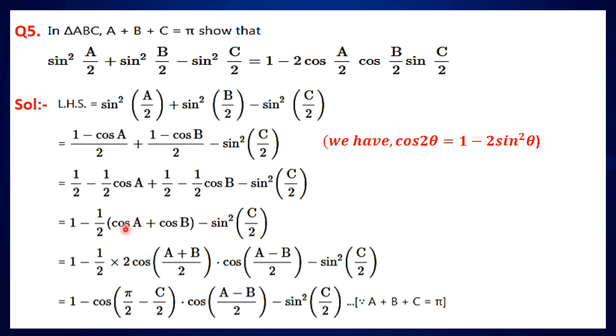Now this is of the form cos C plus cos D. So 1 minus 1 by 2 into 2 cos (C plus D) by 2 into cos (C minus D) by 2 minus sine square C by 2. That is 1 minus 1 by 2 into 2 will get cancelled. So cos (A plus B) by 2 is nothing but cos (pi by 2 minus C by 2) into cos (A minus B) by 2 minus sine square C by 2.